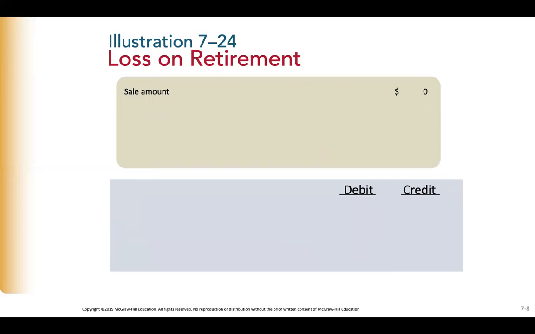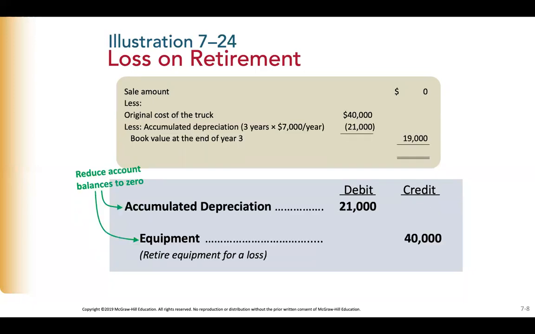Retirement. Remember, retirement happens when we no longer can use the vehicle, but we cannot sell it for anything. So let's assume that we are retiring the truck due to a wreck where they did not have insurance on the vehicle. So the truck is totaled, we can't sell it for anything, so our sale amount is 0. We have to take the truck and the accumulated depreciation off of the books because we're no longer using them. So we need to debit accumulated depreciation for $21,000, the 3 years times $7,000 a year, and we need to credit the equipment account for $40,000.